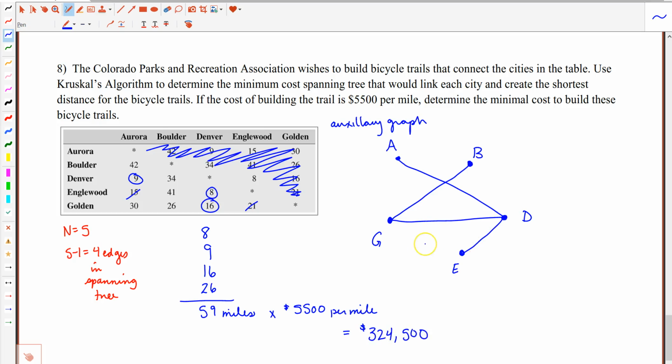Okay, so we didn't need to necessarily build the full graph on this one. We could use this auxiliary graph just to keep track of what edges we would want to grab, so that way we don't build any circuits and we get the number of edges that we would need for our spanning tree.